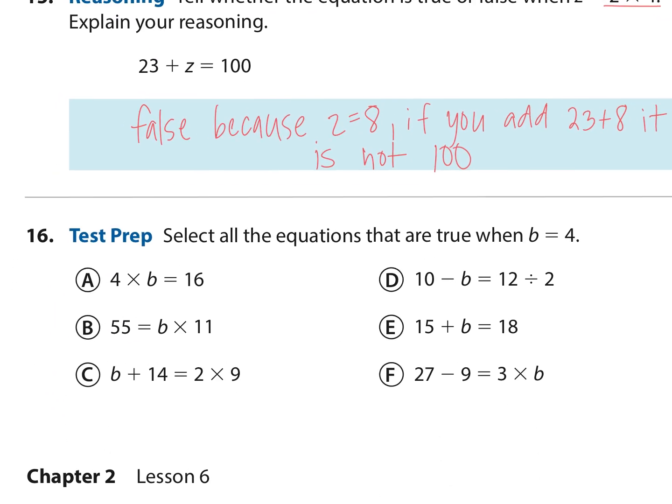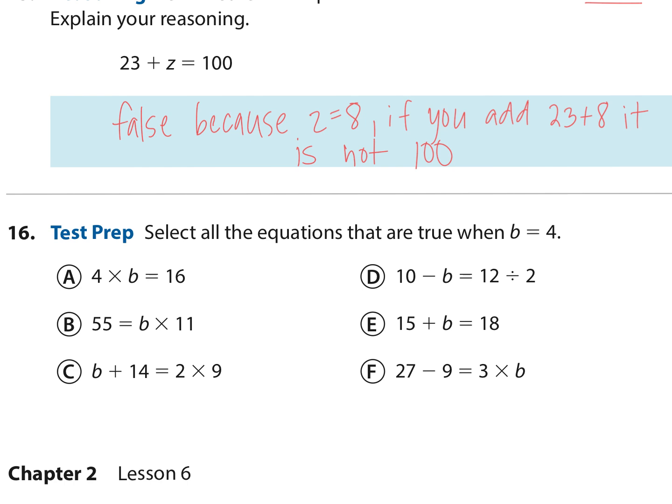And then number 16 says select all of the equations that are true when b equals 4. So that required you to solve several of these. So if I did this one, 4 times 4, does it equal 16? Yes, so A is one of my answers. What about this one, 4 times 11? It's 44. That doesn't match. So B is not an answer choice. If I do this, 4 plus 14 equals 2 times 9. What is 4 plus 14? 18. Does 2 times 9 also equal 18? Yes, so C is going to be one of my choices.